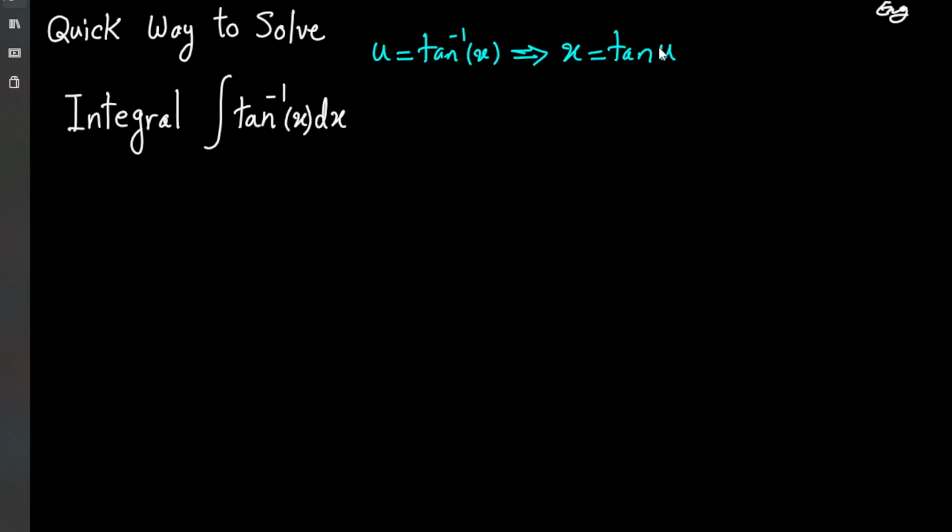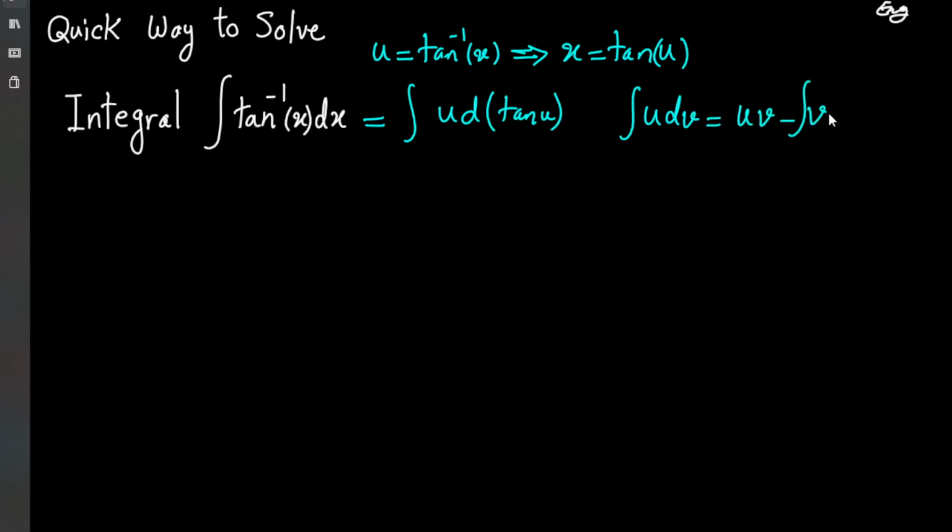So with this change of variable, we can rewrite this integral in the form of integral u d tangent u. Okay, next step, let's use integration by parts, in which we write integral u dv equal to uv minus integral v du. So here is u and here is our v.